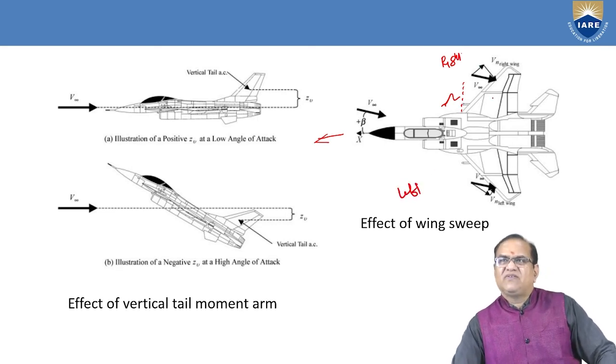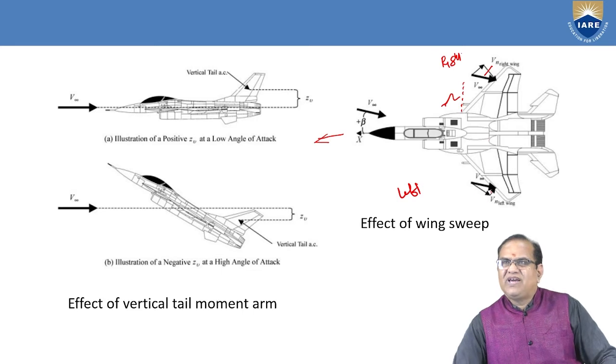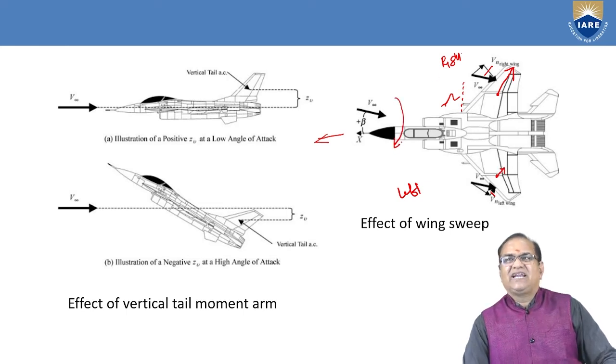So this right wing will experience more velocity, this vertical velocity. If you see this one and this one, here it is very small. So only the Vn component is high in the right wing. So here it will generate high lift, and here it will generate a low lift. So it will try to rotate in this direction.